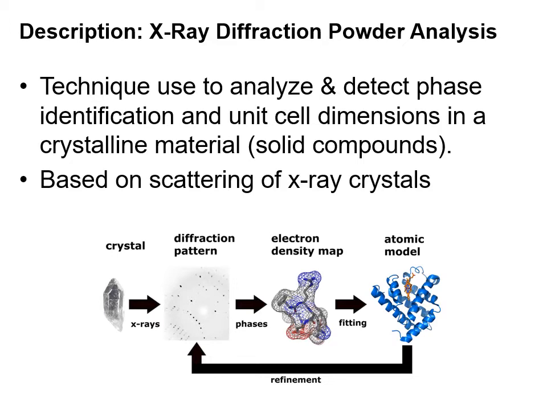And a quick description and process flow of how X-ray diffraction can help us is you shine X-rays through that crystal below. You'll get some type of diffraction pattern. You can then create an electron density map, and then with this you can create an atomic model.